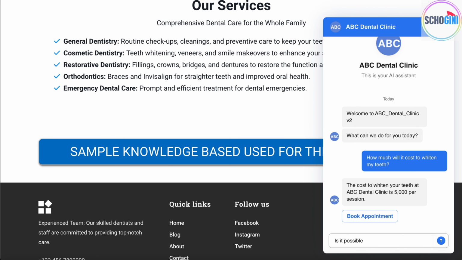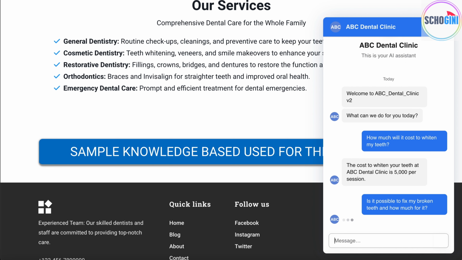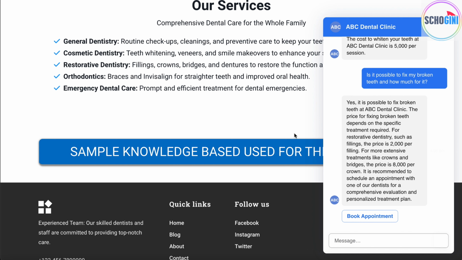Okay, next question. Is it possible to fix my broken teeth, and how much for it? Okay, so now again, see here, the answer is a detailed answer. Yes, it is possible to fix the broken teeth at ABC Dental Clinic. The price for fixing broken teeth depends on the specific treatment required. For restorative dentistry, such as fillings, the price is 2,000 per filling. For more extensive treatments like crowns and bridges, the price is 8,000 per crown. It is recommended to schedule an appointment with one of our dentists for a comprehensive evaluation and personalized treatment plan.